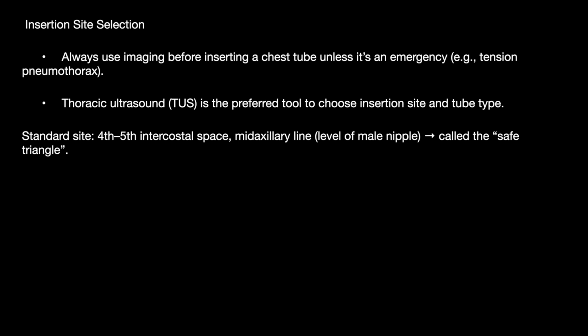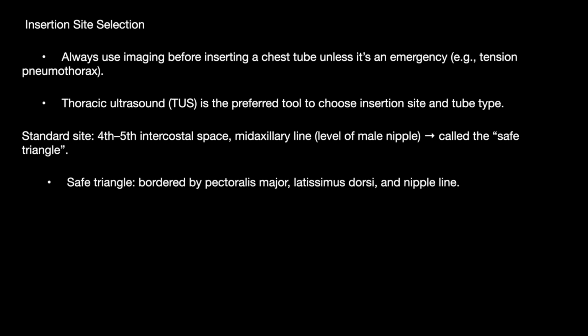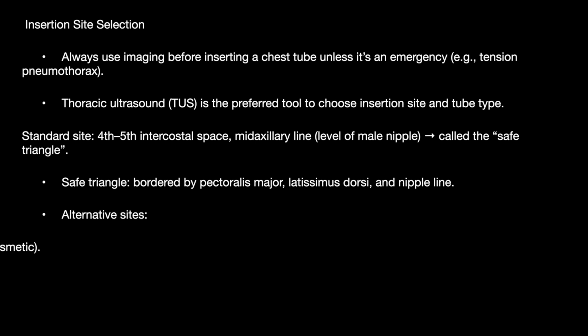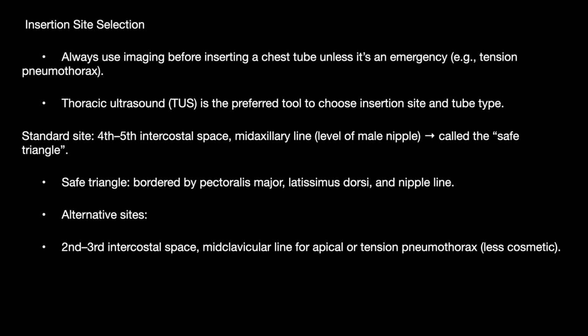Standard site would be the 4th and 5th intercostal space, mid-axillary line, that is at the level of the male nipple, called the safe triangle. The safe triangle is bordered by the pectoralis major, latissimus dorsi and the nipple line. Alternative sites would be the 2nd and 3rd intercostal space, mid-clavicular line for apical and tension pneumothorax, but it is not preferred and it's also less cosmetic.